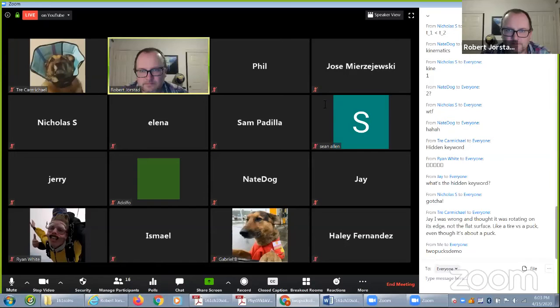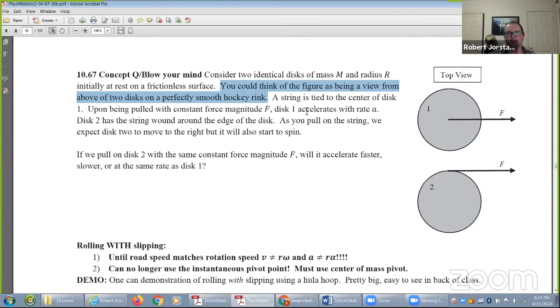No, this is an aerial view. So if you go back and look at it, it's one of my favorite ones. So think of the figure as being a view from above of two discs on a perfectly smooth hockey rink. If you want, this relates to some of the required questions.